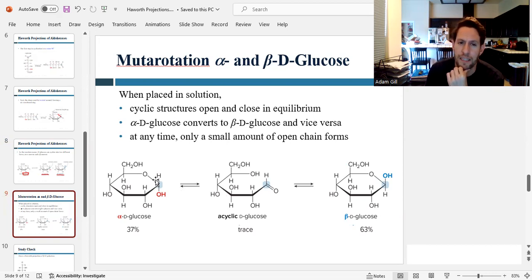And so it's not locked into an alpha or beta conformation. It's only temporarily in that conformation until it opens up again. And then it can form either one. And so all 3 forms are in a dynamic equilibrium with each other. The majority of the time it exists in the closed form. Less than 1% actually exists as the open form in any given point in time.